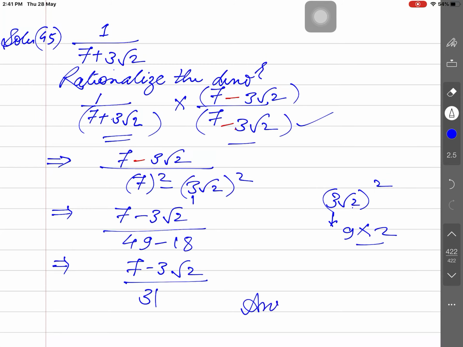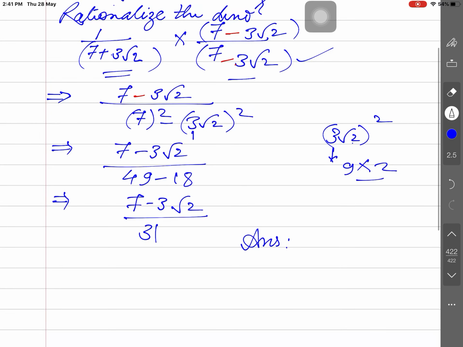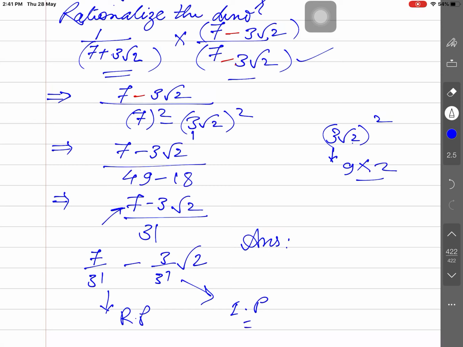It's your answer. Some people write the answer the other way also. You can write 7 by 31 minus 3 by 31 times root 2. This part is called the rational part and this part is called the irrational part. Is that clear? So rationality and irrationality are to be shown separately. Is that clear, guys? Well understood by everybody?